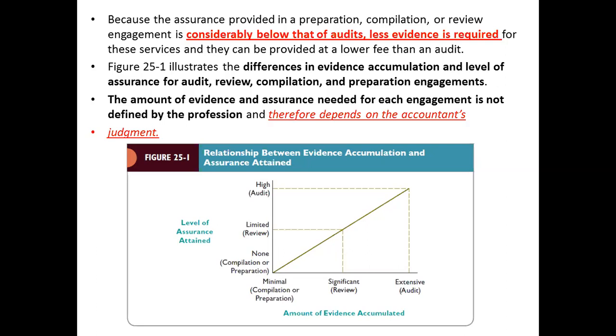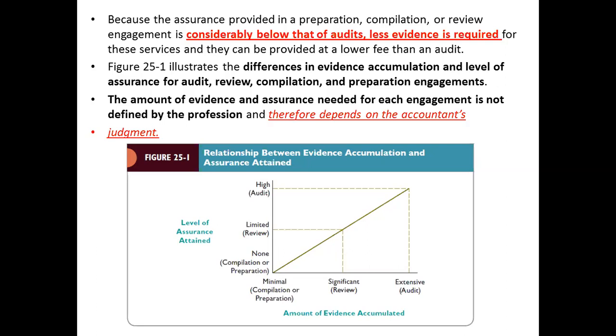It's based on the review. The auditor will accumulate evidence, which will be considered significant evidence. He will accumulate some evidence to express his opinion, to provide his limited assurance concerning the financial statements, to identify whether the financial statements are stated in accordance with the applicable financial reporting framework, whether US GAAP or IFRS.